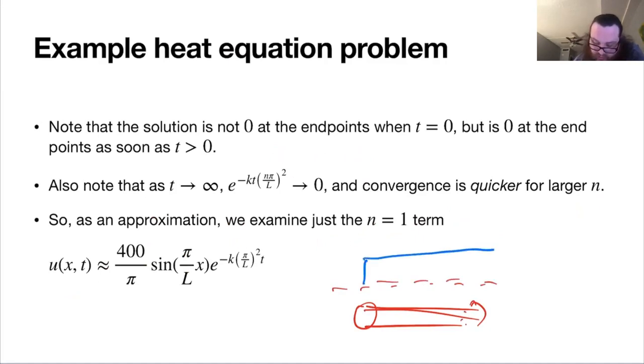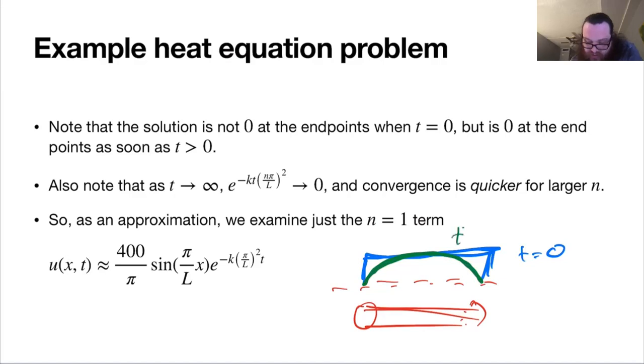So this would be at t equals 0. Plugging in n equals 1, we're going to get effectively sine of pi over L x, which is going to behave like sine between 0 and pi. So we're going to get something like this.